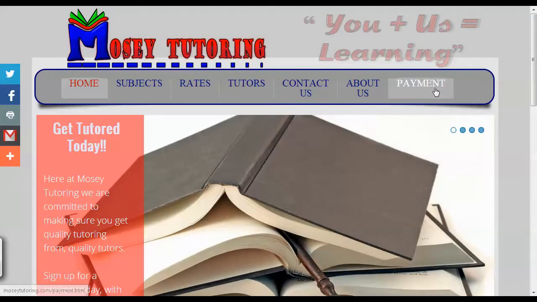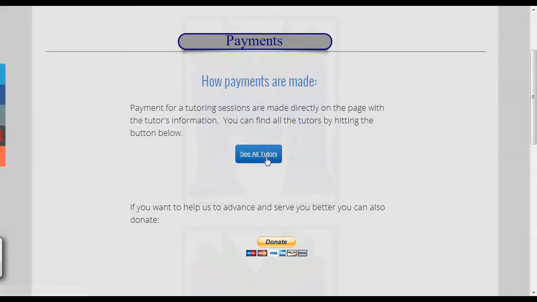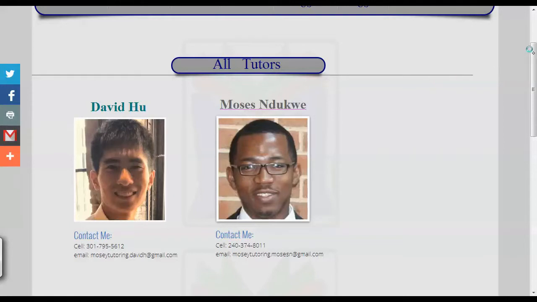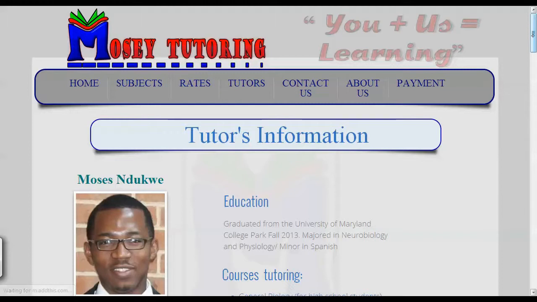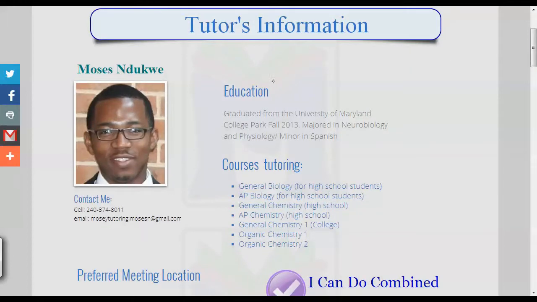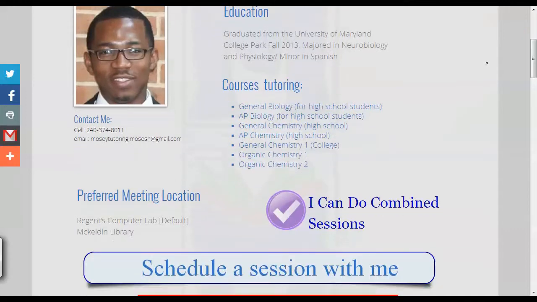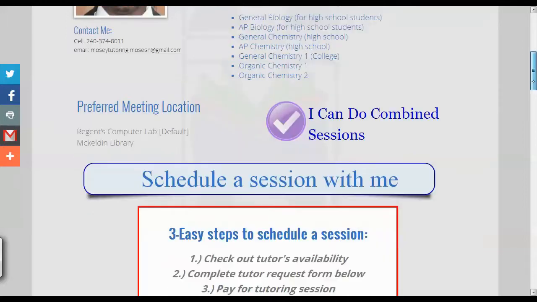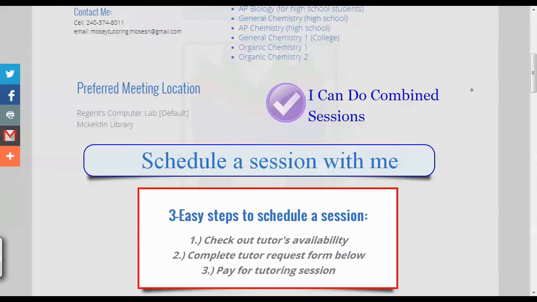Heading over to the Tutor page. I'm just going to give you a run through of what we have on the Tutor page. We're going to have the tutor's picture, their name, contact information, brief information about education, the courses the tutor is tutoring in, the preferred location that the tutor wants to meet the students, and a check mark if the tutor can do a combined session.